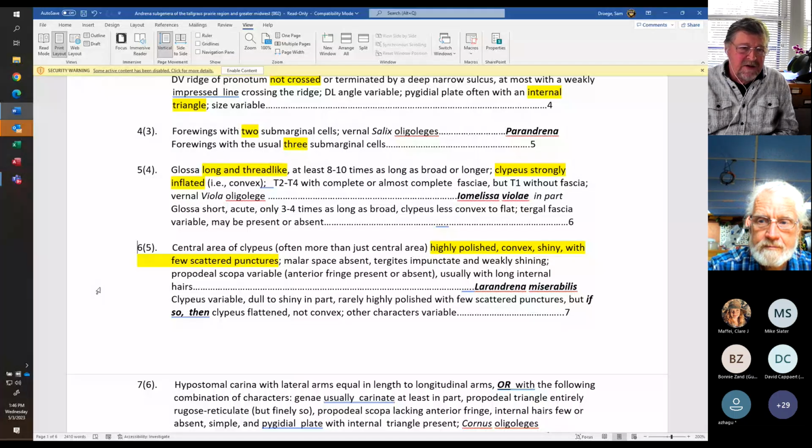And there is no malar space. Remember, David had some good images of that. So the malar space, there's just nothing there. The mandible and the eye are pretty much in contact. The tergites don't have many punctures at all under most, except super high magnification.